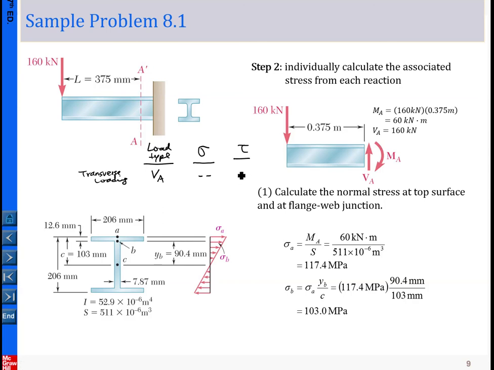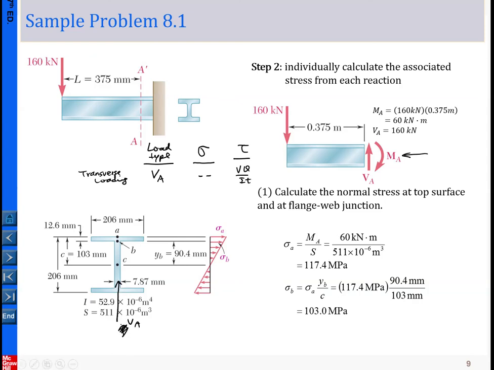The shear stress, basically we know the template is VQ over IT. So that is the template. And now with this template, let me impose the details. For example, we can see the cross section from this viewpoint and come to here. For this case, VA is here, so let me impose VA. VA is pointing upward. So this is VA here.